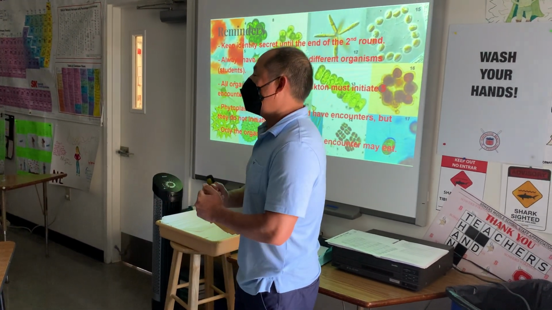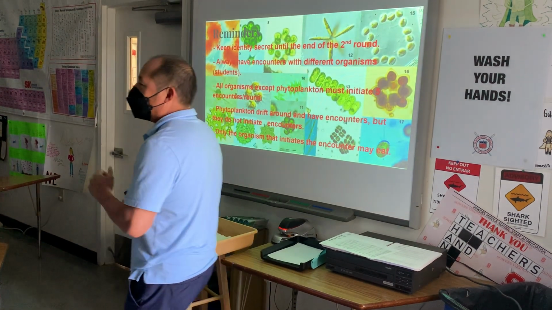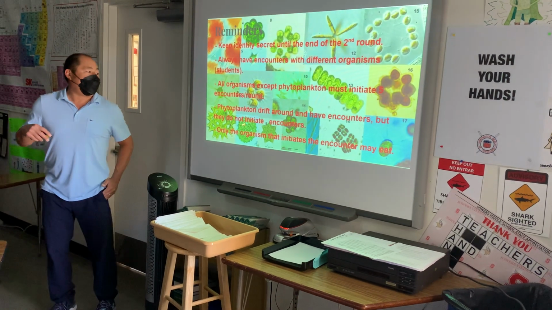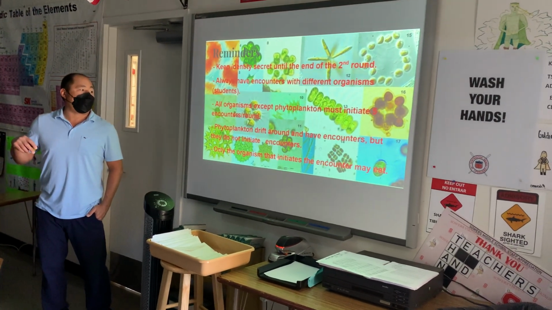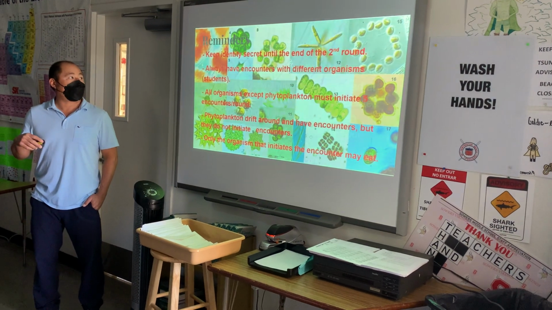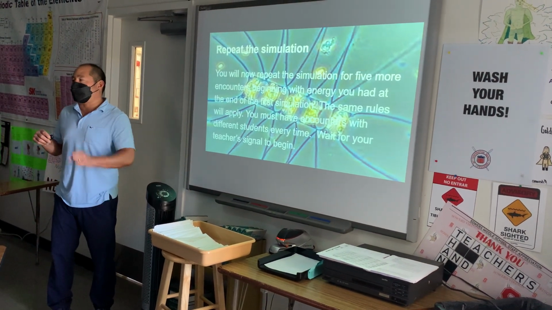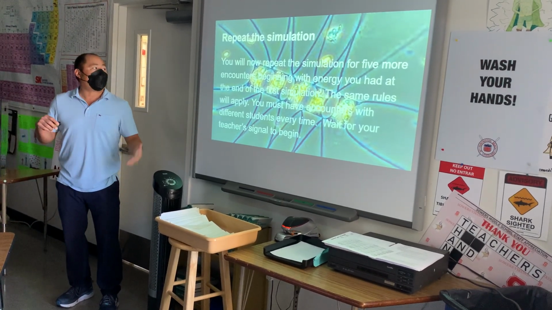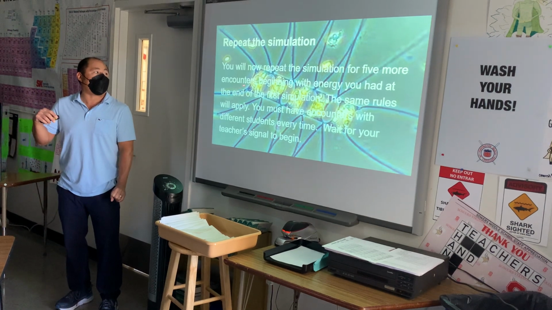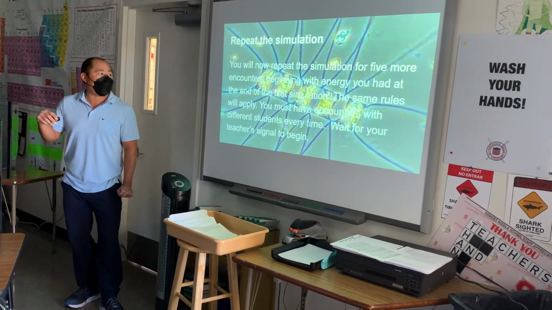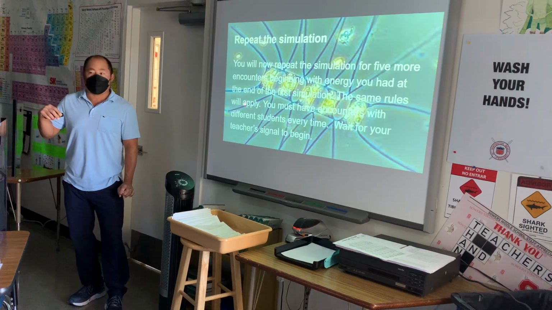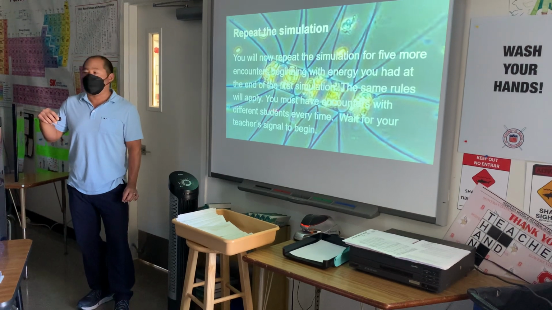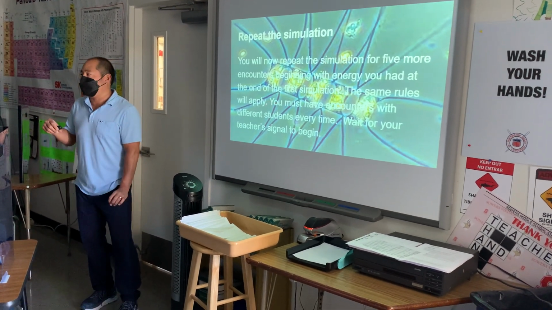This isn't a game. So if someone's trying to eat you, you don't run until they catch you. Had that happen before. And again, a reminder, only the organism that initiates the encounter may eat. All right? So once you've done the first round of 5, being the same character, being the same organism, like I said, you're going to repeat it again for 5 more encounters, beginning with the energy you had at the end of the first simulation. And the same rules will apply. You must have encounters with different students every time. And again, wait for the teacher to signal when to begin.